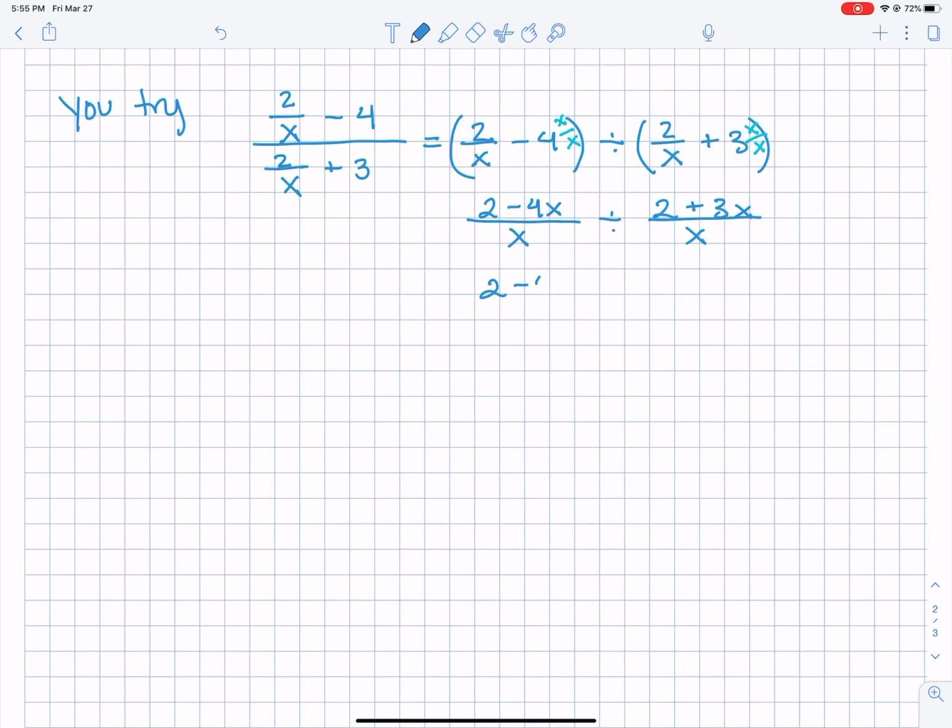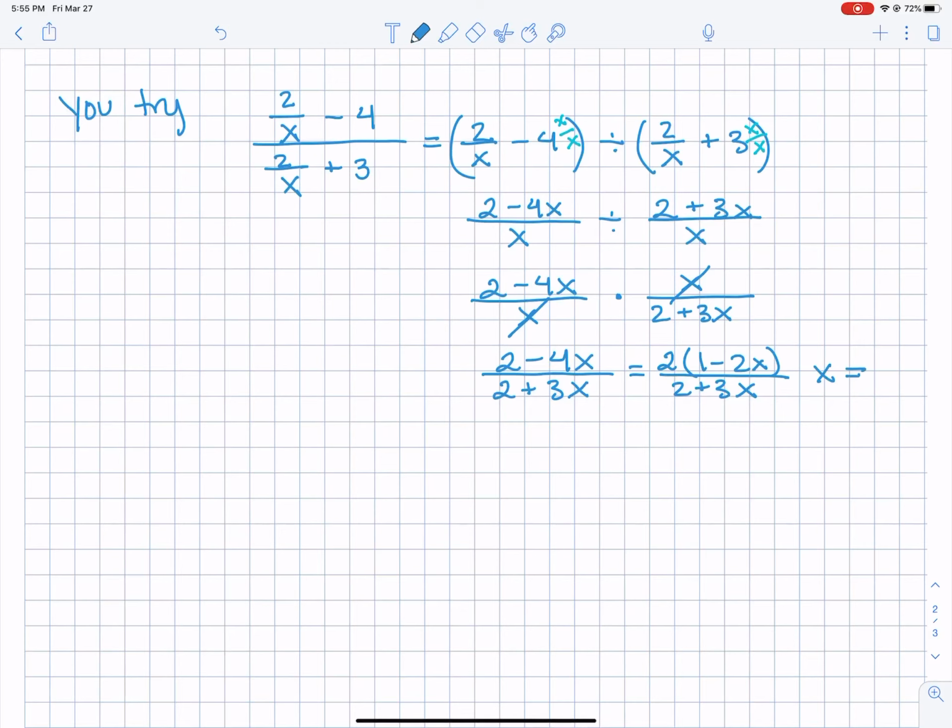Let's change this to multiplication times x over 2 plus 3x. I'm going to cancel out an x, cancel out an x. I have 2 minus 4x all over 2 plus 3x. If you wanted to go ahead and factor, you could if you wanted to, meaning that you might have 2 times 1 minus 2x over 2 plus 3x. However, we definitely know that x cannot be 0 because it was right here in our original problem as a denominator of 0. Great job.